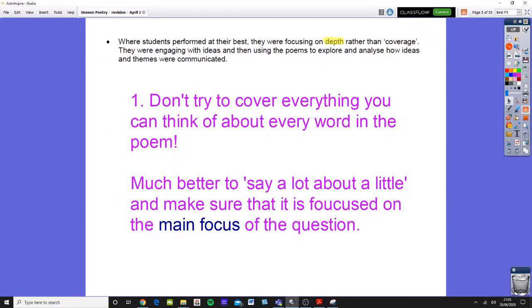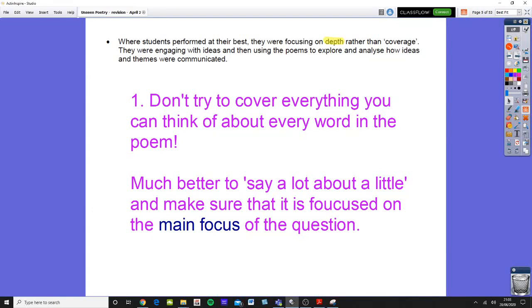So just a few do's and don'ts before we actually look at our example. The time you have in the exam, it is a 2-hour 15-minute exam, but it's a relatively small amount of time to spend on the poems at the end. So you cannot cover everything you can think of in that poem. You need to be selective about the choices you make. It is much better to say a lot about a little.